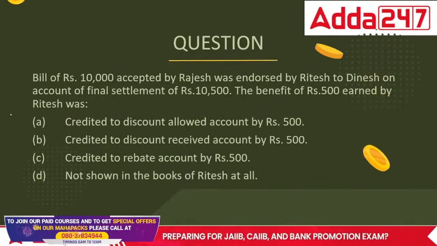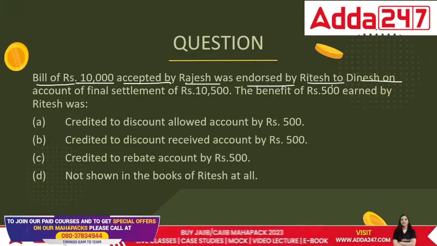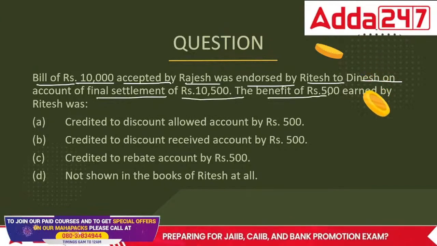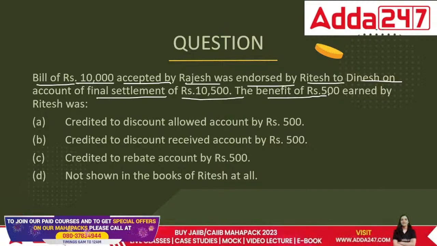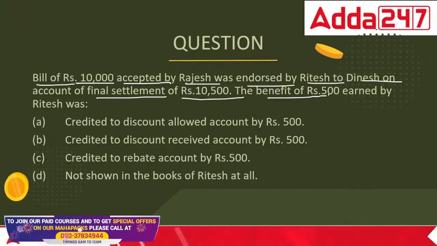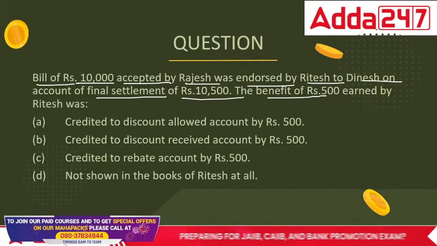Here comes the next question. Bill of 10,000 accepted by Rajesh was endorsed to Dinesh on account of final settlement of 10,500. The benefit of 500 retained earned by Ritesh was credited to the discount allowed, credited to the discount received, credited to rebate account, or not shown in the books of accounts at all.